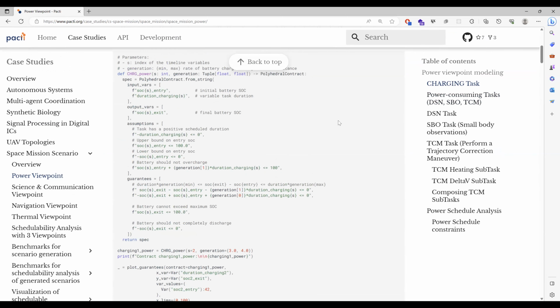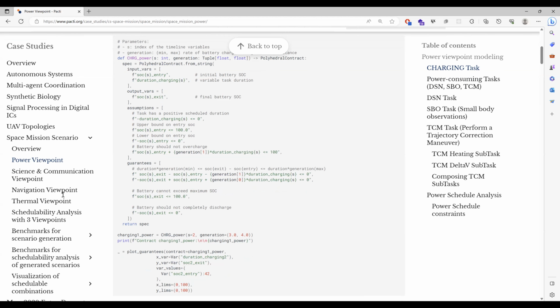A methodological advantage that we have with this is that for every mode of operation, we can write multiple contracts, each of them applying to different aspects of what we care about. One aspect is power. Another aspect is scientific data gathering. Another aspect is how close we are to the object that we need to study. On the left-hand side, you are going to see how we specify all these different viewpoints or aspects of the design for each mode of operation. And then we use the composition operation in order to understand the entire mission.